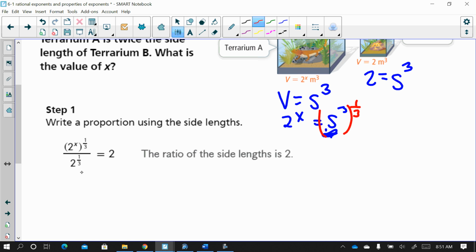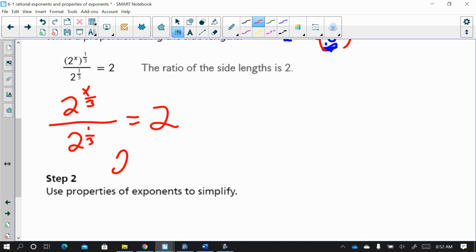Here, this is just division. What do I do when I have division? Well, I subtract those exponents. So if I simplify the top there, power to power, I get 2 to the x over 3, divided by 2 to the 1/3. I can now subtract my exponents. So 2 to the x over 3 minus 1/3. Those are common denominators, so I can make it one big fraction. So 2 to the (x minus 1) all over 3 is equal to 2.